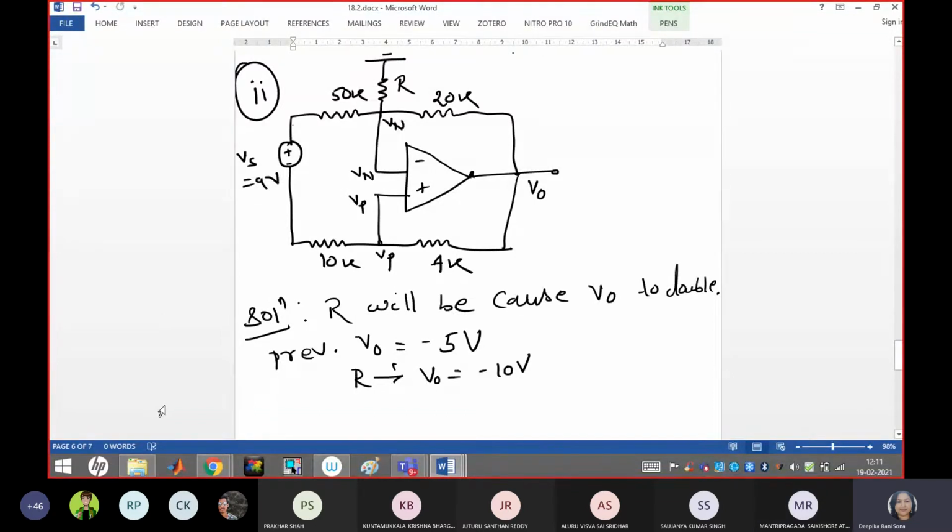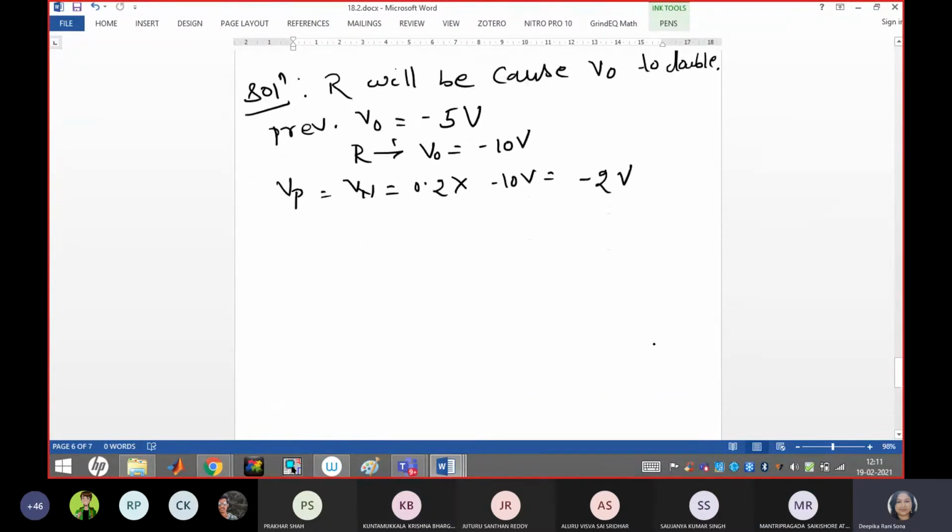So what was the previous VP and VN? -1 volt. We got an equation, right? So now with respect to that new V0, which is minus 10 volt, what are the values for our VP and VN then? -2 volt. Yes, this is the first step, right? You have to attempt like this.